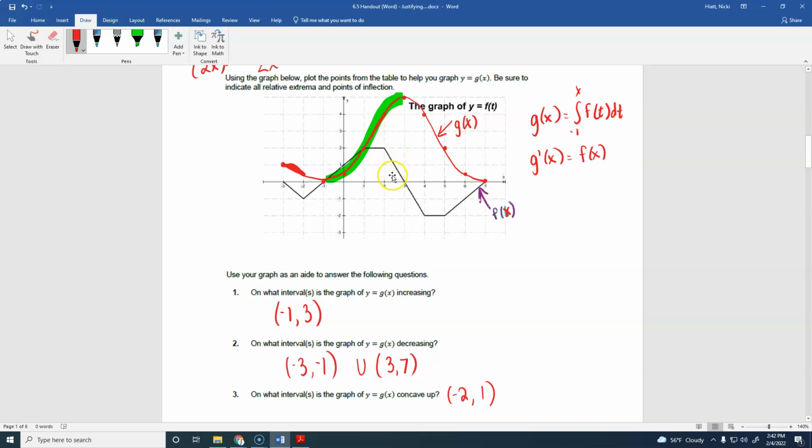Where else are we going to be concave up? 5 to 7. So you can see that it looks concave up here, and we see our derivative increasing. So 5 to 7. If the derivative is increasing, then the second derivative would have to be positive.